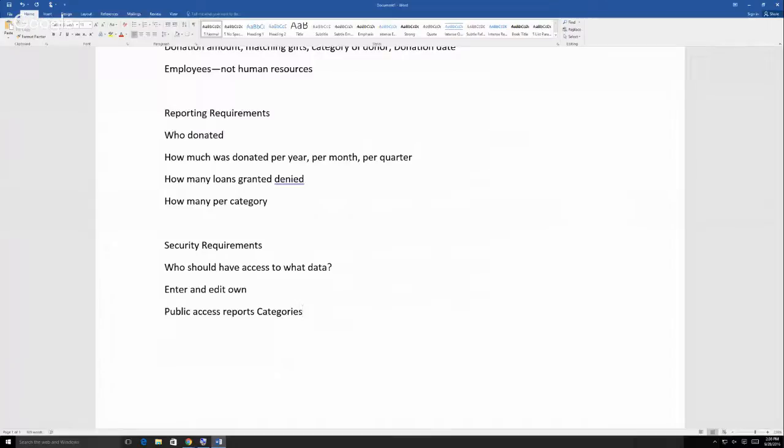Is there anything else? We will at some point spend a lot more time on security, because really what you need to do, once you've designed it, is go through each table and say who has access to this information and how much access do they have, and you should do it for every single table in there.